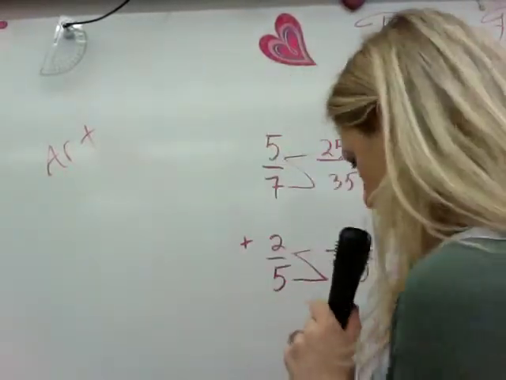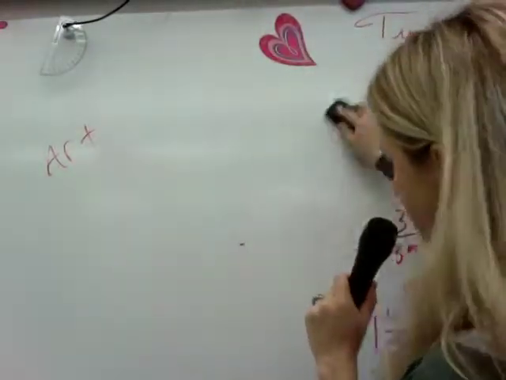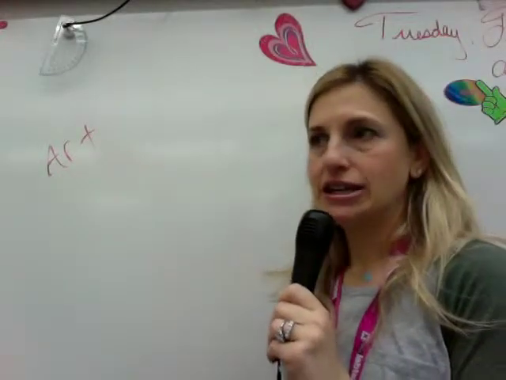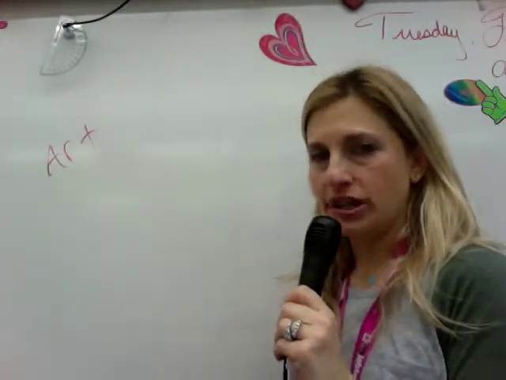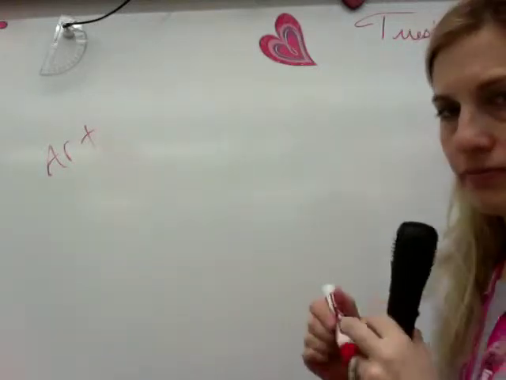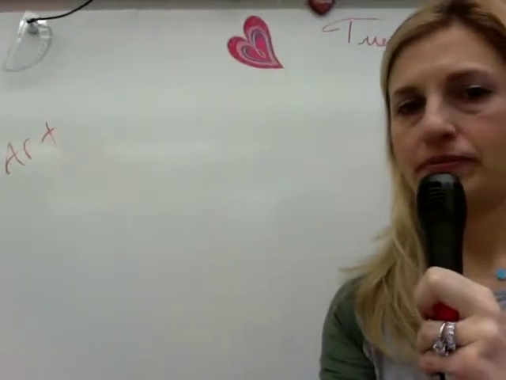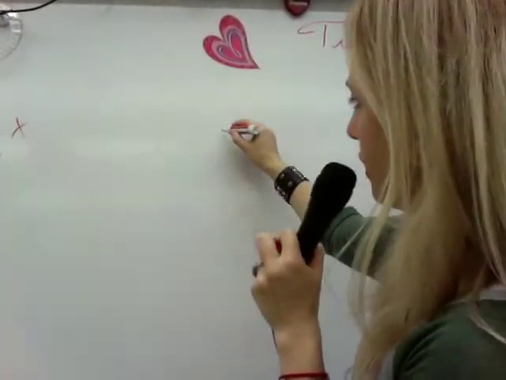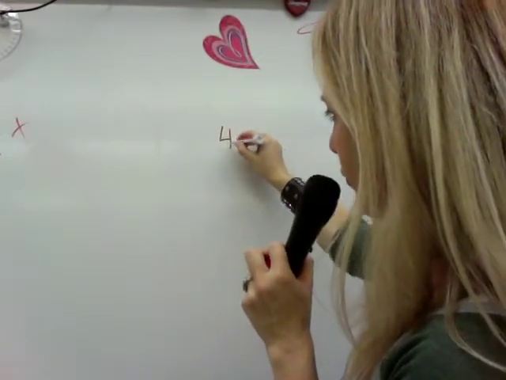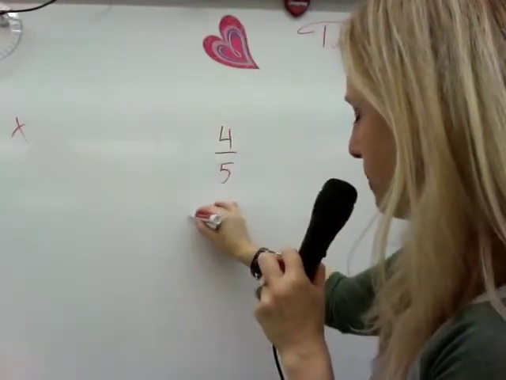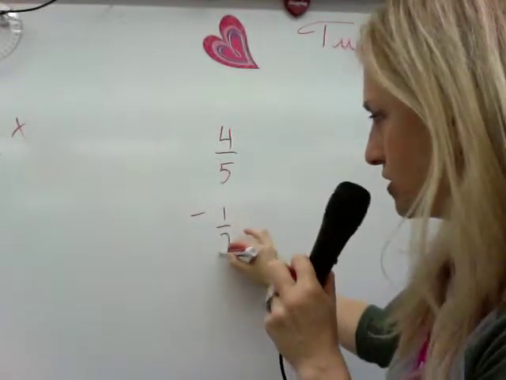I'm now going to show you how to subtract fractions with unlike denominators. Okay, here we go. Let's say I have 4 over 5 minus 1 over 2.